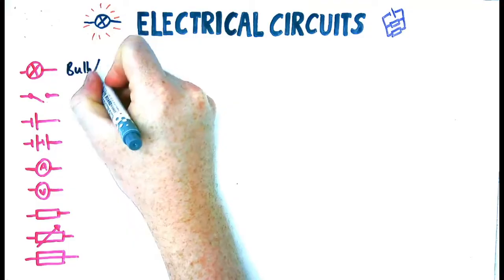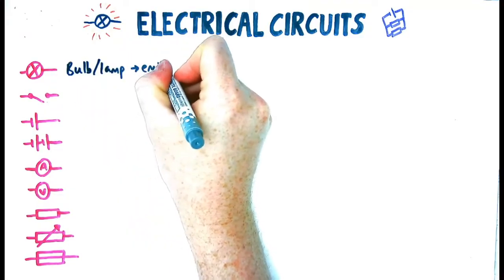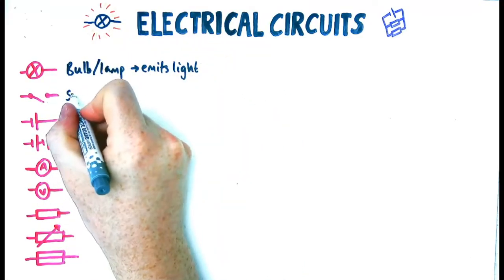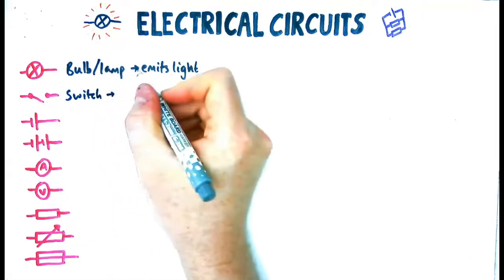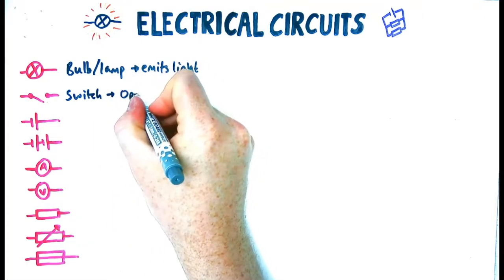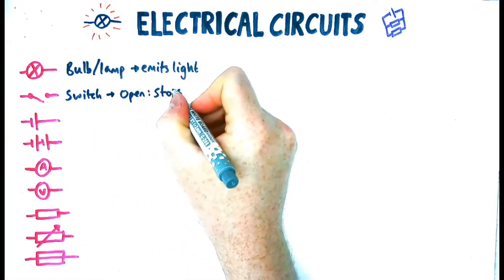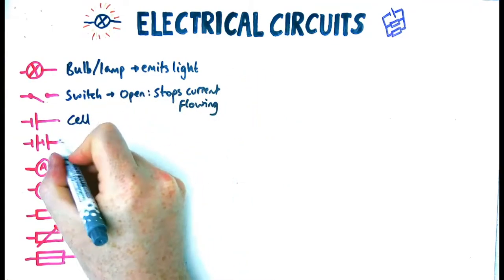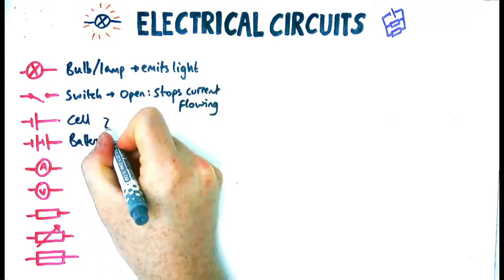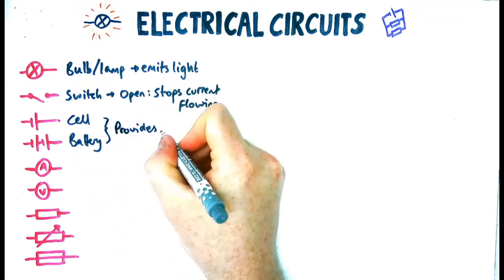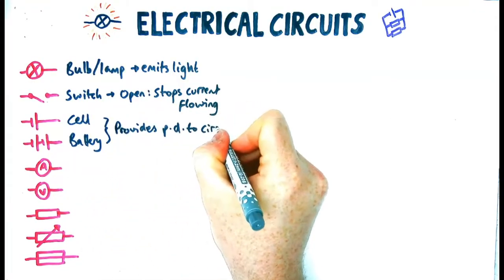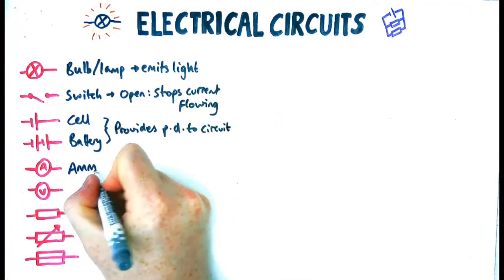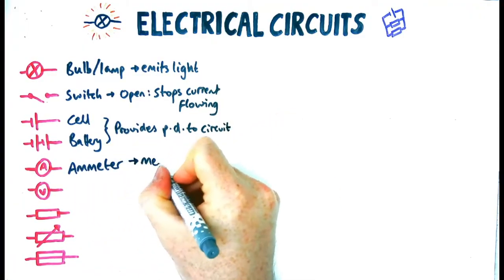First one, should be easy peasy, is a bulb slash lamp. Now that emits light, obviously. A switch allows us to either prevent current flowing or it allows us to allow current to flow. So either stops current or allows it to flow. Now, the next two look very similar. If it's one short line and long line, it's a cell. If it's two of them or more, it's a battery. They have the same purpose. They provide potential difference and therefore energy to the circuit.